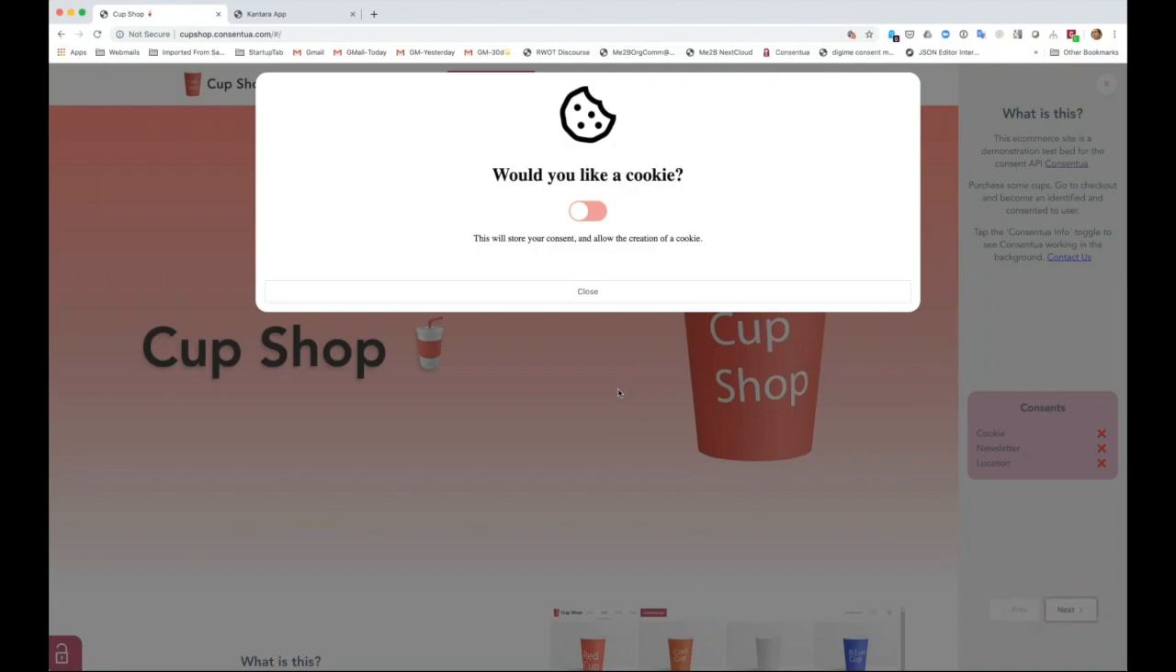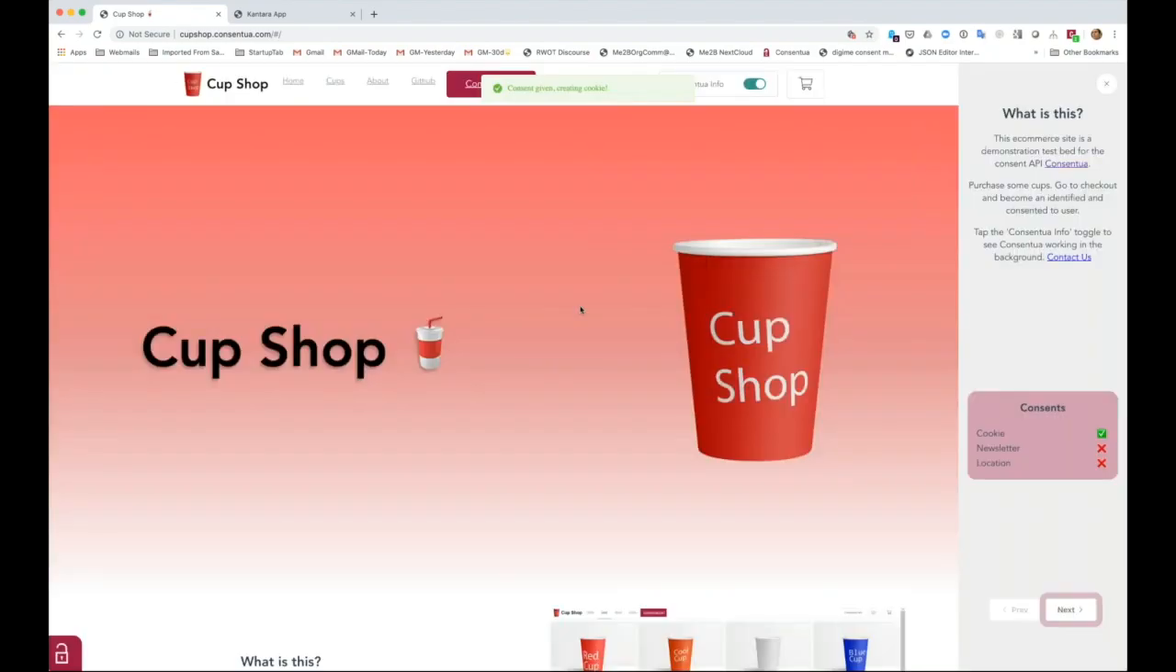asks, would you like a cookie? So let's say yes. I'll close that. Now I want you to keep an eye on this minuscule C up there. That's actually the Chrome plugin that Richard created. Now you can't see, I'm sure, that it says 2. What that indicates is that during this session, 2 consent receipts have been pushed to the API.